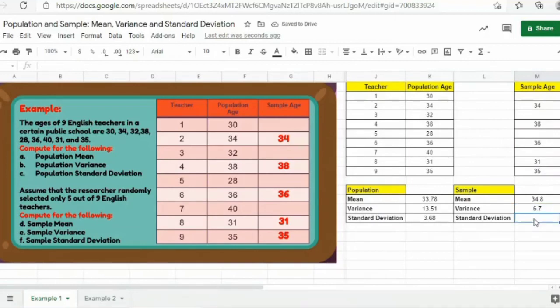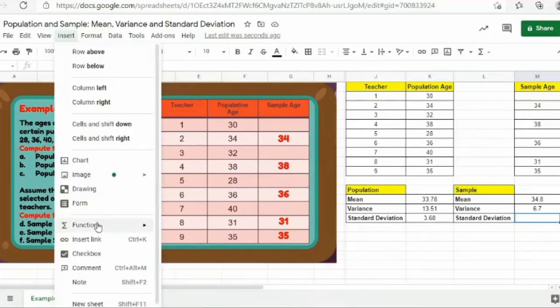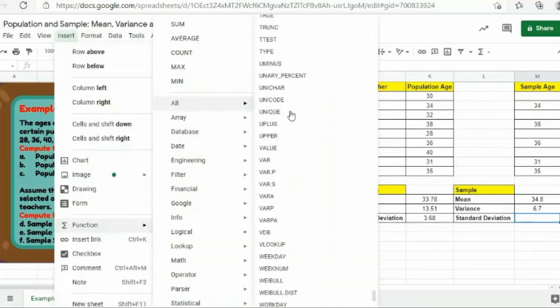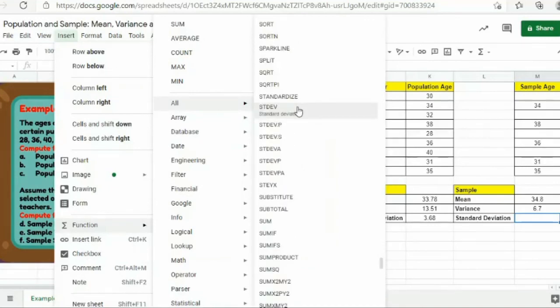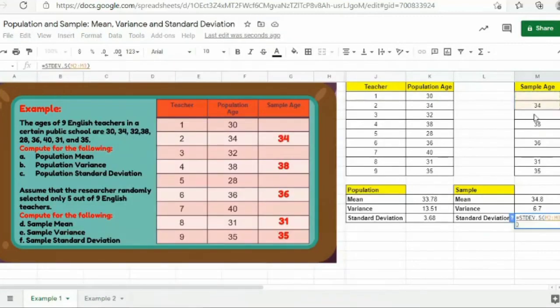Then lastly, for sample standard deviation, go to insert, then function, then all, then look for the formula for the standard deviation of the sample. This one, standard deviation and then with S. And then select this given part, then press enter. And then round up our answers to 2 decimal places. So I will have the sample standard deviation of 2.59.